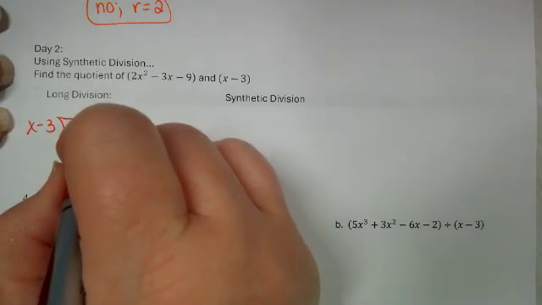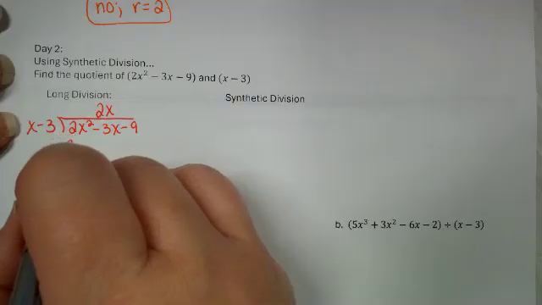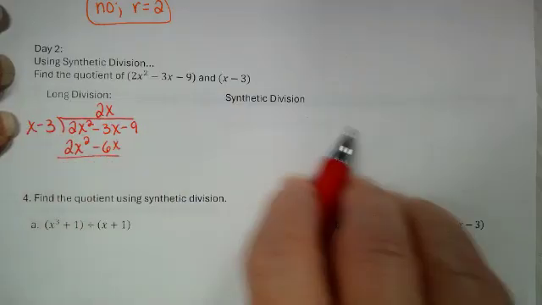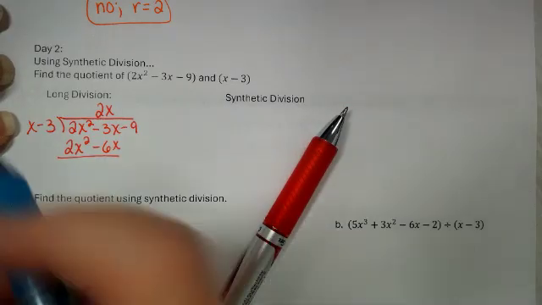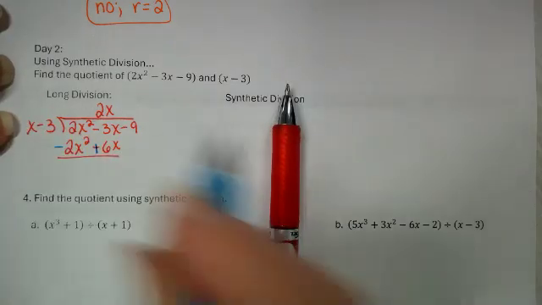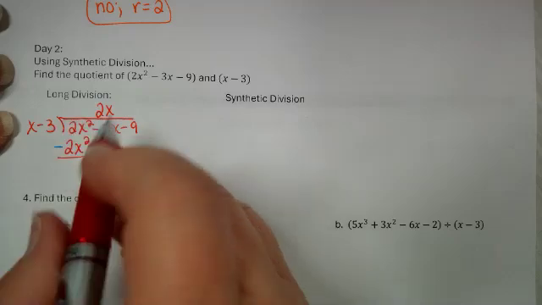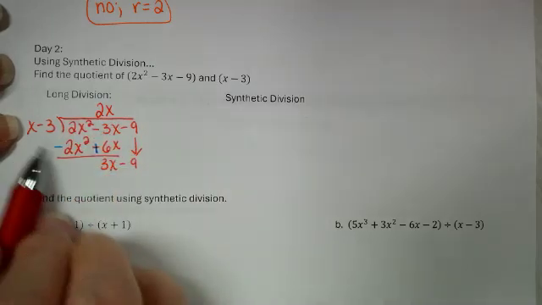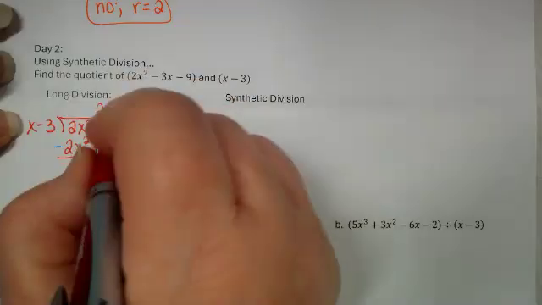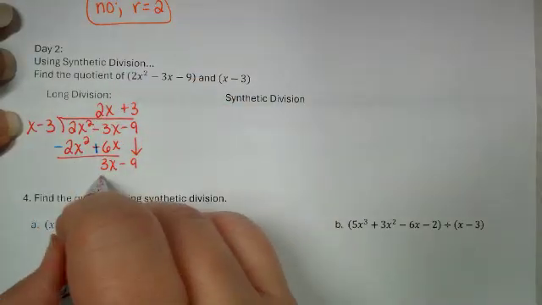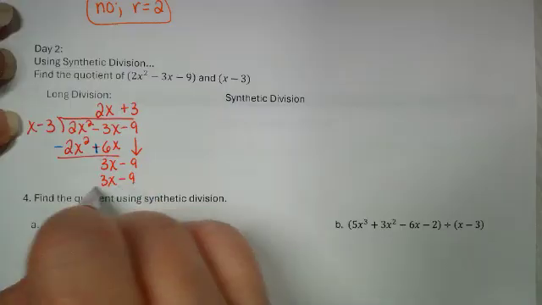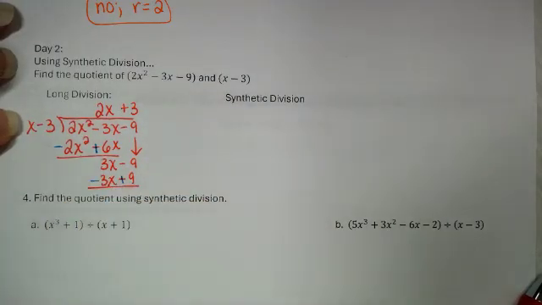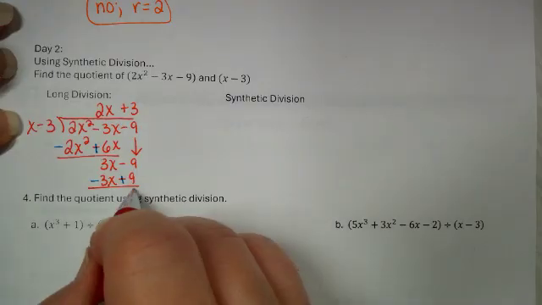is 2x. Then when I multiply, I get 2x squared minus 6x. And now we subtract, and I get 3x, bring down the negative 9. 3x divided by x is 3, and I get 3x minus 9. And when I do my subtraction, my remainder is 0.